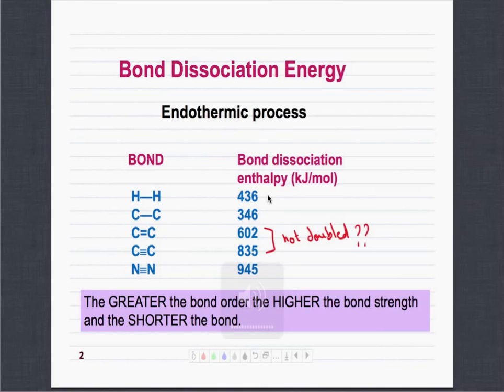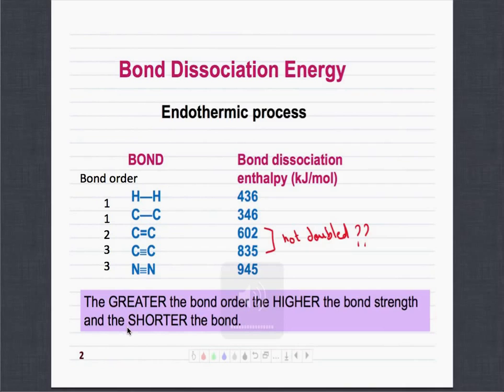Now I have here these examples: an H-H bond, a C-C bond, a C double bond C, a C triple bond C. So, the bond order for each one of those. The hydrogen-hydrogen bond order is 1. Carbon-carbon is a single bond, so the bond order is 1. For C double bond C, it's a 2, because we have a double bond. For C triple bond C, the bond order is 3. The bond order of nitrogen is 3.